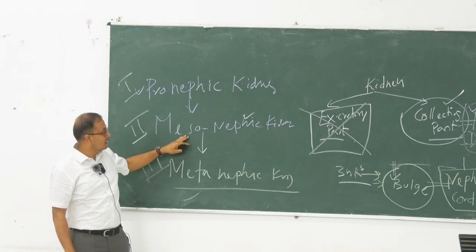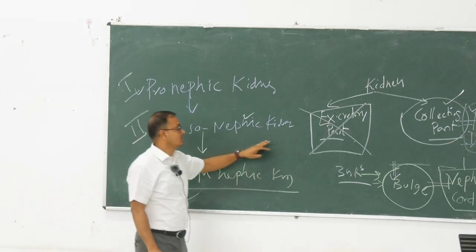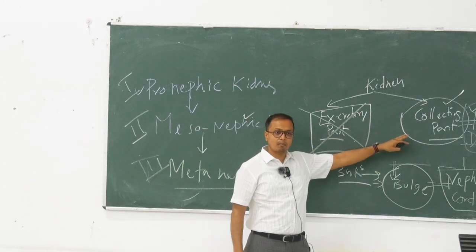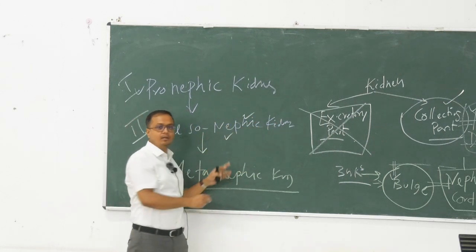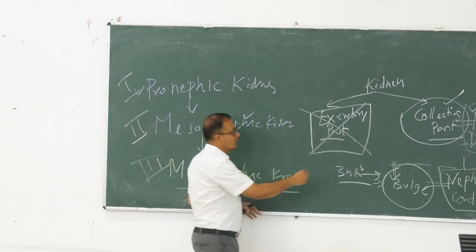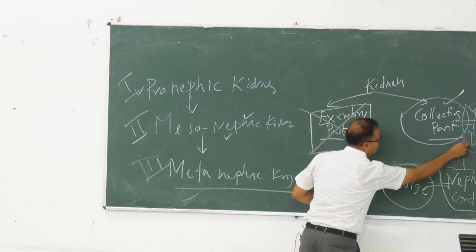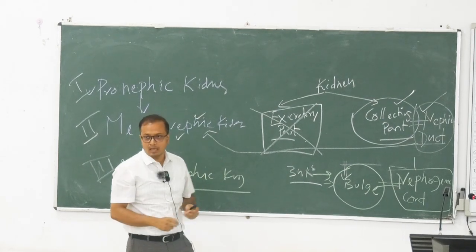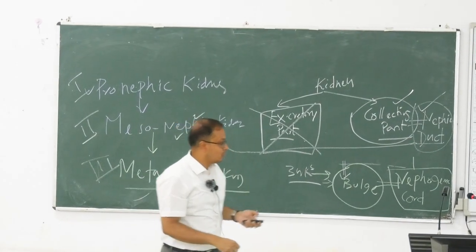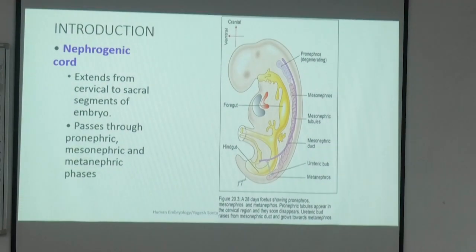So this mesonephros also has two parts, the excretory part and the collecting part. The excretory part, which produces the urine, develops, but it utilizes the collecting part, the nephric duct, from the previous kidney. So this is how this kidney utilizes this part.